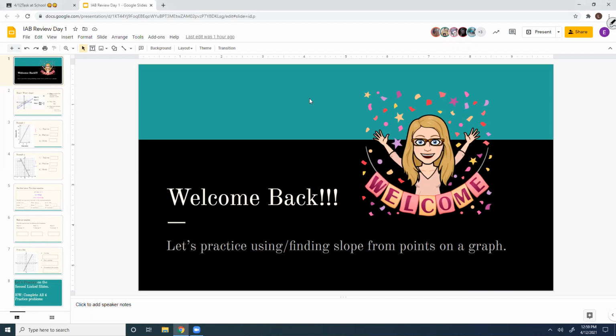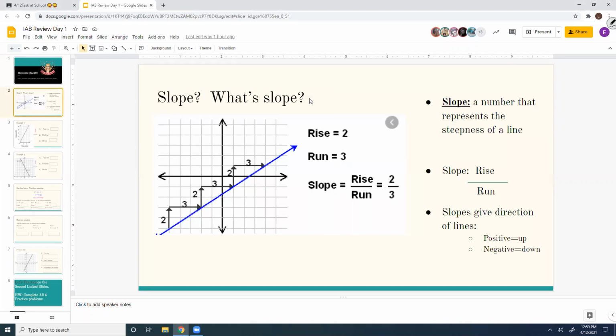Very good. So we are doing some review of concepts that we've been doing all year. Today, primarily, we're going to talk about this concept of slope. And slope, if we remember, talks about the steepness of a line. So we calculate our slope by writing it as a fraction of what over what? Very good. What were you thinking, Avery? Rise over run. Very good.